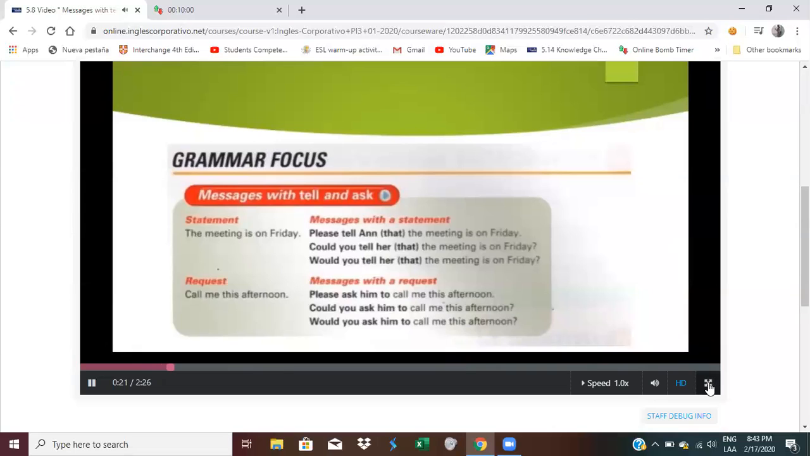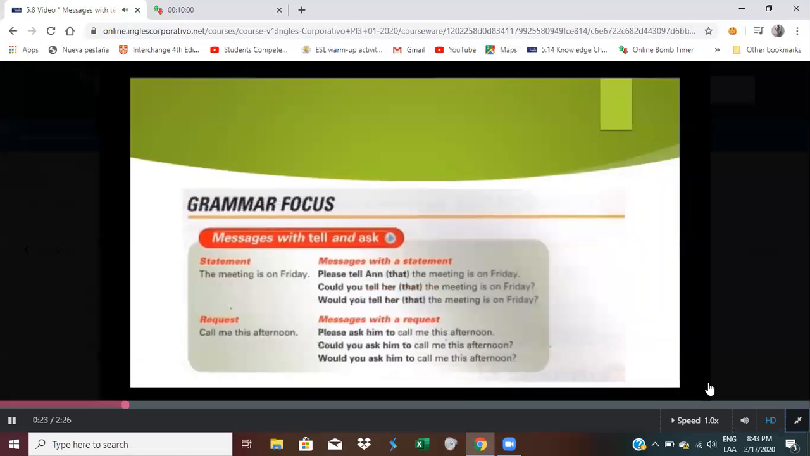Messages with tell and ask. Statement. The meeting is on Friday. Messages with a statement. Please tell Anne the meeting is on Friday. Please tell Anne that the meeting is on Friday. Could you tell her the meeting is on Friday? Could you tell her that the meeting is on Friday? Would you tell her the meeting is on Friday? Would you tell her that the meeting is on Friday?